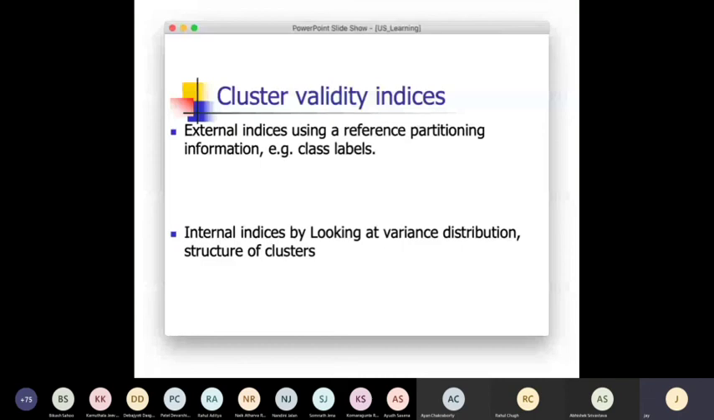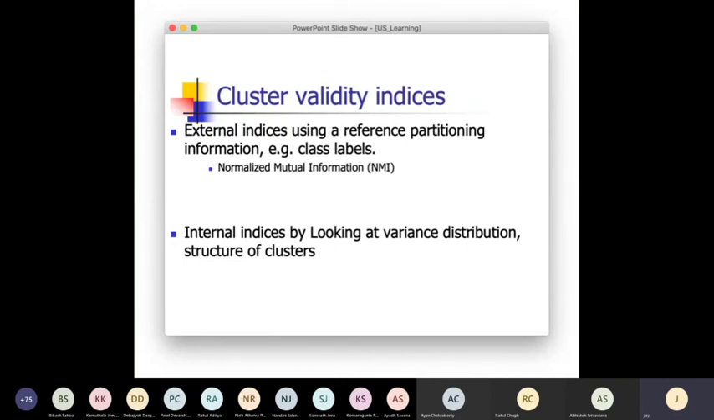There could be external indices which use reference partitioning information, like when you already have class labels in the domain, and you use those with respect to your clusters to understand the efficacy of your technique. To evaluate your technique, we may consider a problem where class labels are already there, but we apply clustering, and to validate whether our clustering algorithm is good, we check whether it follows the semantics of class labels by the grouping itself. The expectation is that the objects of the same classes should be grouped together.